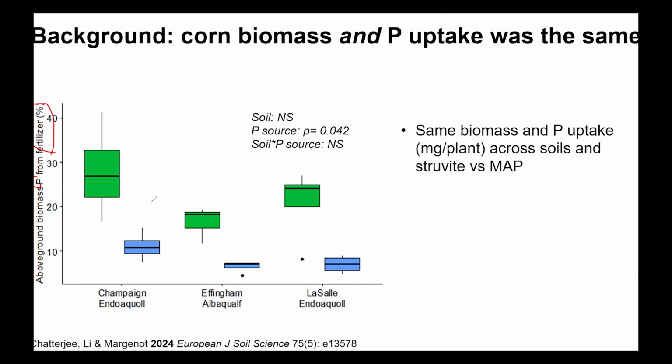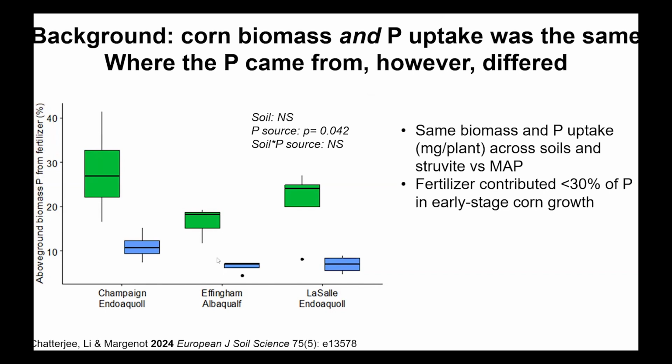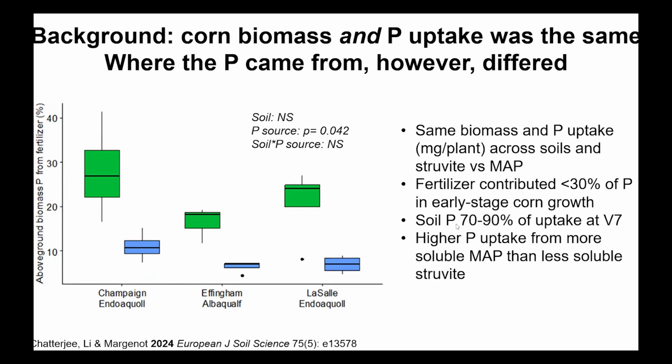And what we're finding is that there was more phosphorus uptake by the corn plant coming from the MAP than from the struvite. But regardless of the fertilizer source, less than 30% on average is coming from fertilizer by the V7 stage of corn. So in these soils that are receiving a maintenance application of P because the soil test indicates adequacy, the majority of phosphorus is soil derived. That's the first thing to keep in mind. So soils supply 70 to 90% of the P uptake at this early pre-teen stage of corn growth. And it's higher for MAP than it is for struvite, as we might expect.